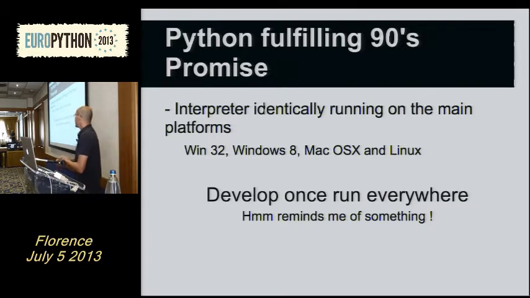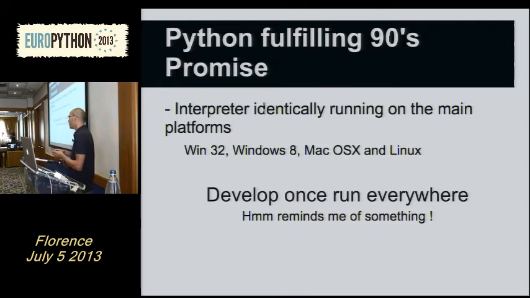So let's look at the strengths of Python. I think Python is fulfilling an old promise that I was hearing during the 90s. It was in the mouth of marketing people with nice shiny suits: develop once, run everywhere. So the Java promise. I think Python has done it in its own way, probably in a better way. And we are going to look at it to understand why.